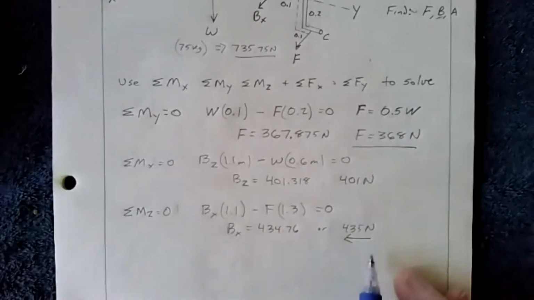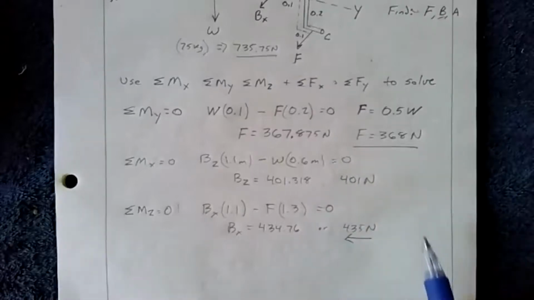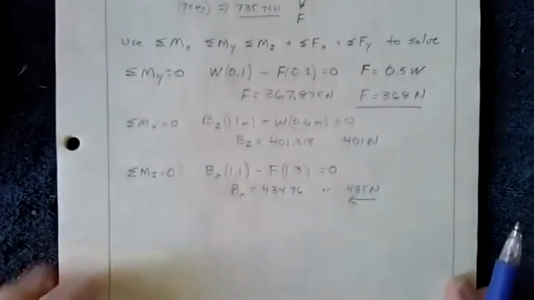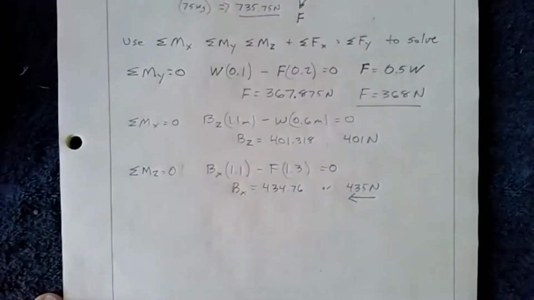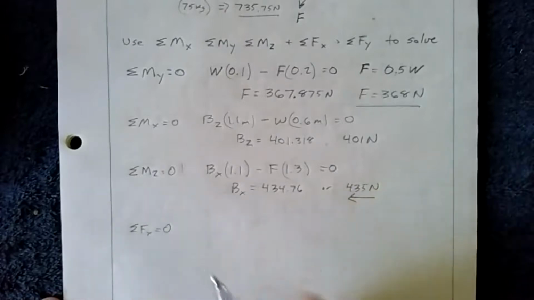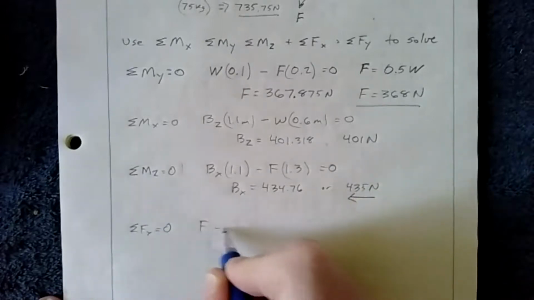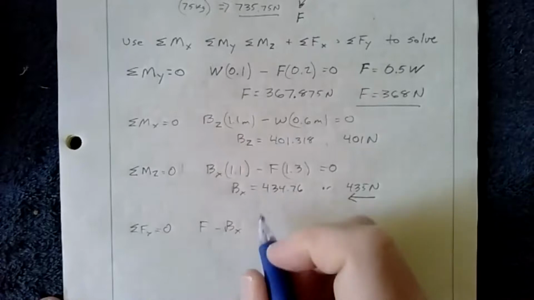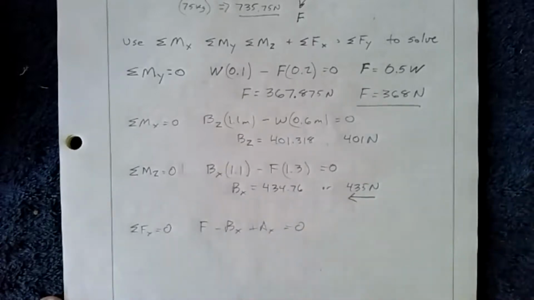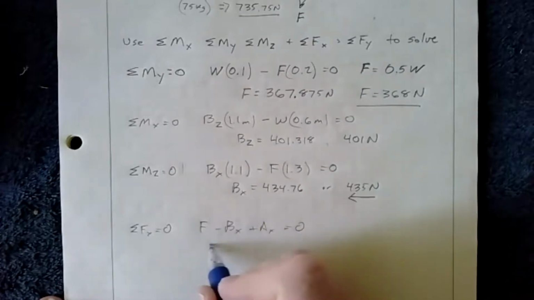So now that we know everything here, the only two unknowns we have left are AZ and AX. So now we can just quickly sum forces and find those. If we sum the forces in the X to 0, we know that F minus BX plus AX equals 0.